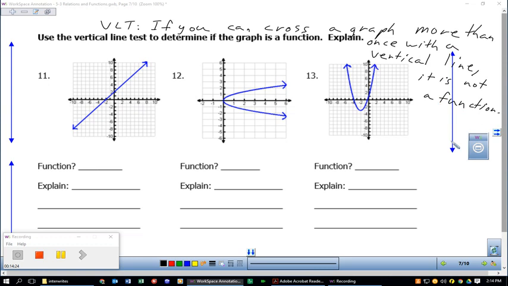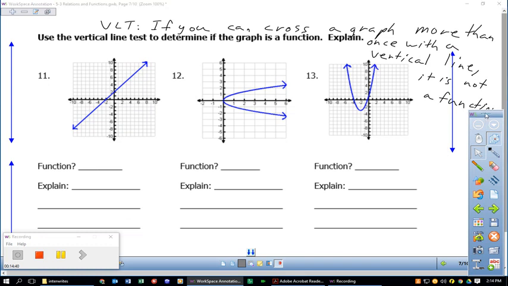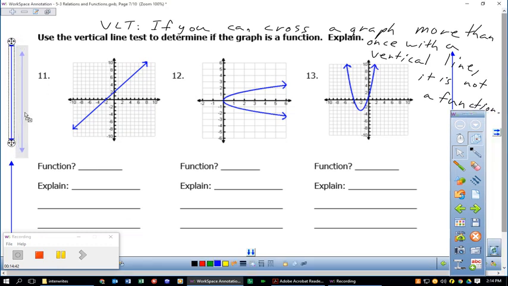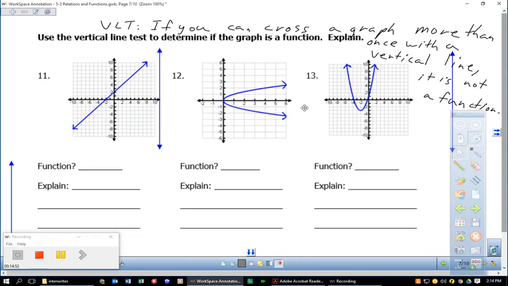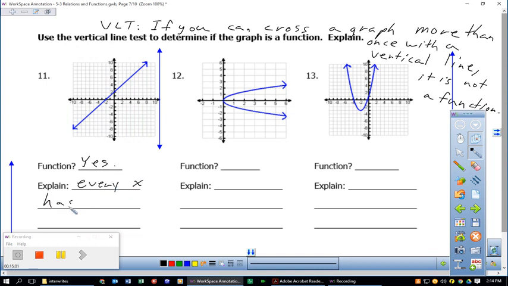When you look at 11, none of the x's go more than one place. We don't have any vertical stacking. That means our x's have 1 y that matches up with them. So the way that you can do this is if you take a vertical line, like I'm doing, and you try to cross over this, take it over the graph. Is it ever going to hit more than once? No, it is not. So our graph is a function, because every x has exactly one y.